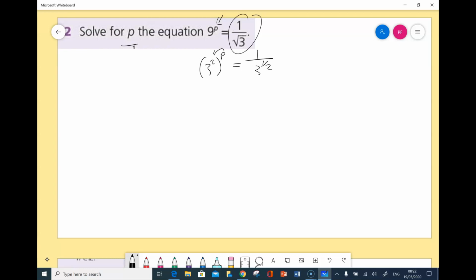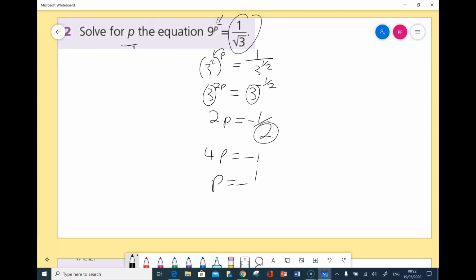Here we've got indices with brackets, so we multiply: 3 to the power of 2p. And for the crack, I'm just going to say 1 over 3 to the power of a half is 3 to the power of minus a half. Our base numbers are the same. Remember, the minus means it should be on the other side of the line. So 2p equals minus 1 over 2. 2 will come across to multiply. 4p equals minus 1. P equals minus 1 over 4.